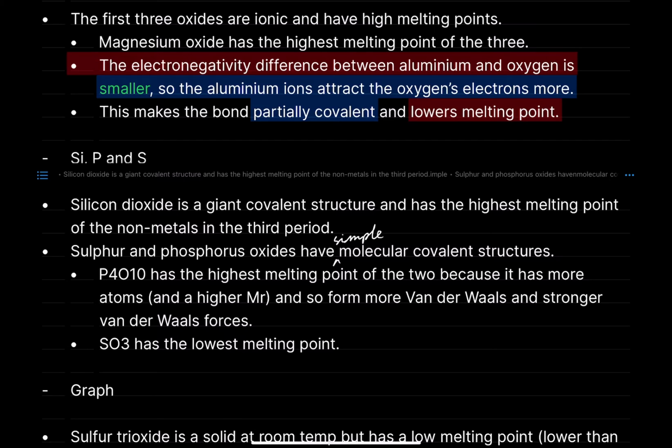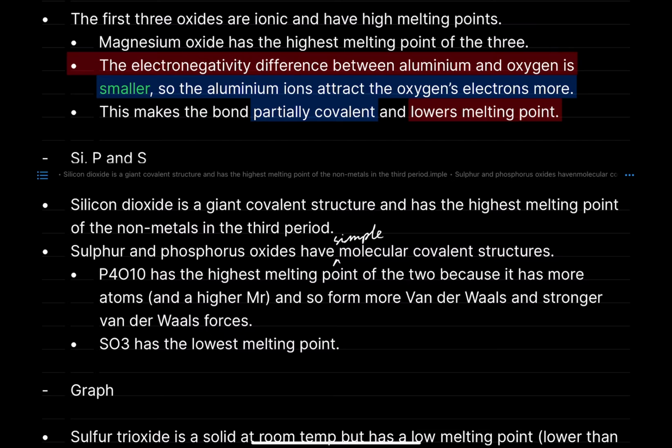Simple molecular covalent structure. P4O10 has the highest melting point of the two because it has more atoms, so it would have a higher Mr, and because of that, it forms more and stronger van der Waals intermolecular forces.